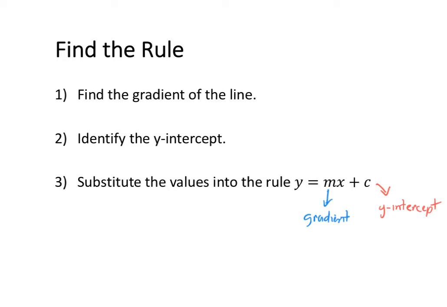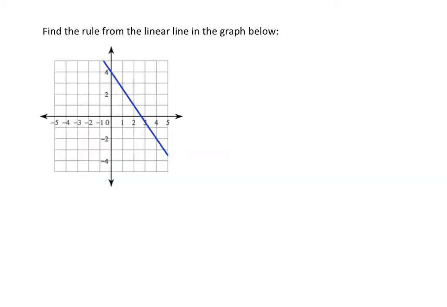So let's have a look at an example of how we find the rule using those three steps. In our example, we want to find the rule for the linear line shown on the graph. Now the first step is to find the gradient. To find the gradient, you're going to use the formula y2 minus y1 over x2 minus x1. So to use the formula, you need to identify two sets of points on the line.